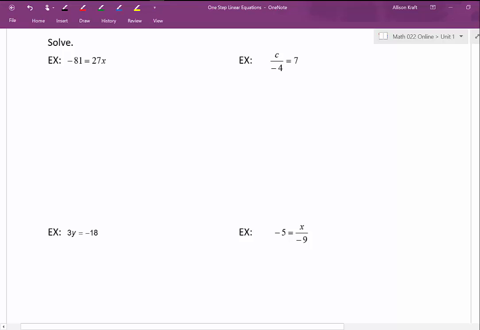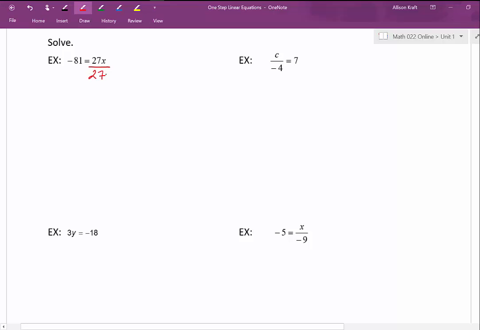Let's solve negative 81 equals 27x. My goal is to have a variable equal to a number. The coefficient on the variable needs to be positive 1. Currently, the coefficient on my variable term is 27. I want to get rid of that 27. The operation between the 27 and x is multiplication. I'm going to perform the opposite operation to remove that 27. I'm going to divide by 27.